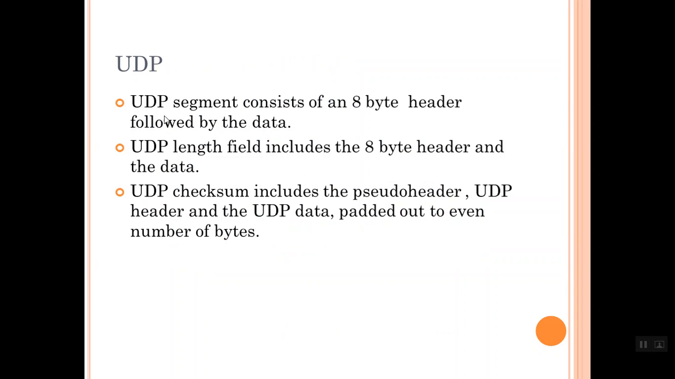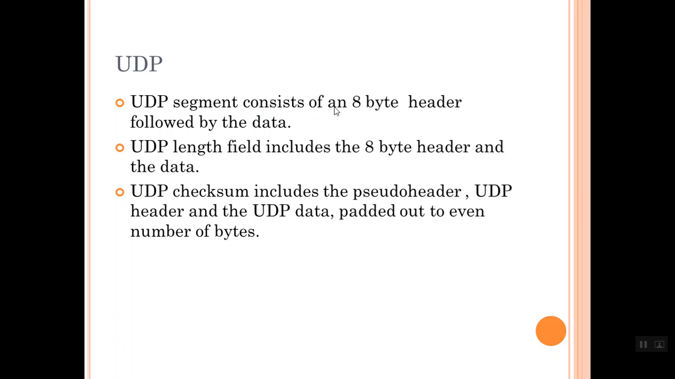This is the UDP segment. UDP is User Datagram Protocol. UDP is a connectionless, unreliable protocol, and in UDP there will not be a connection establishment before data transfer, and there will not be an acknowledgement mechanism. Hence it is called a connectionless and unreliable protocol. And in UDP also we use the term segment.